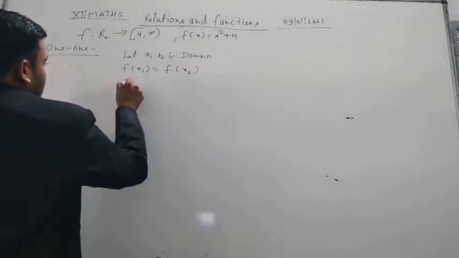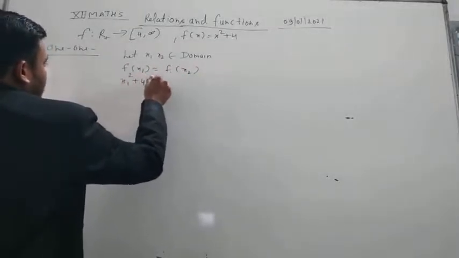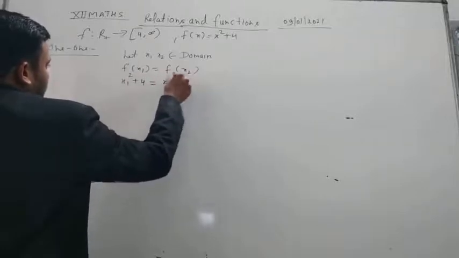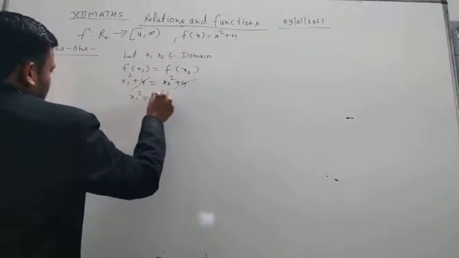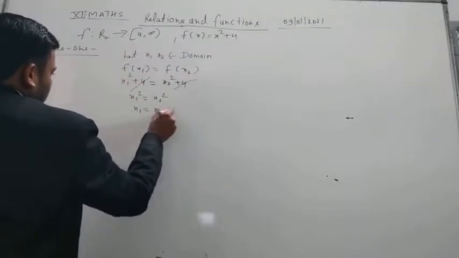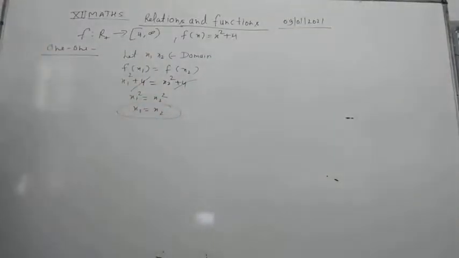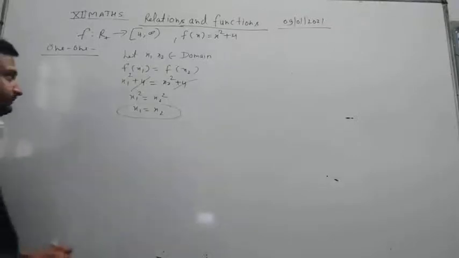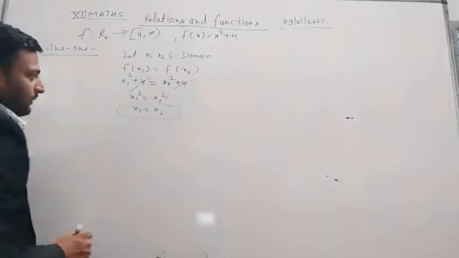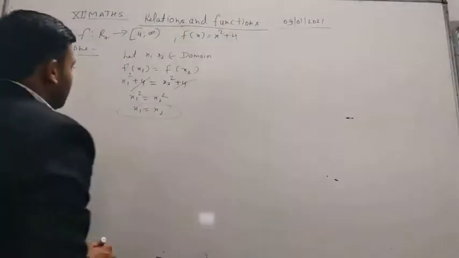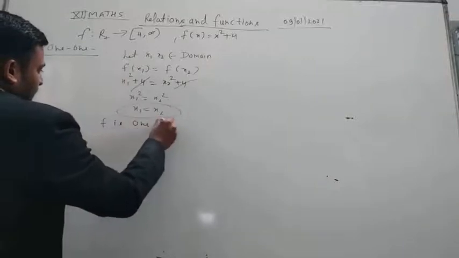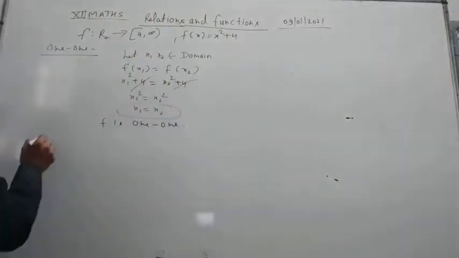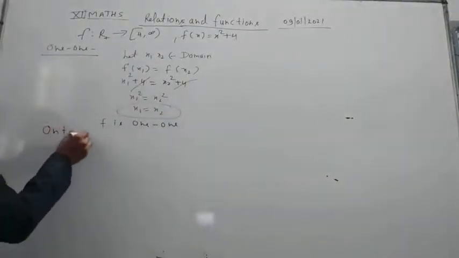So we write x1 square plus 4 equals x2 square plus 4. So the 4 is cancelled. x1 square is x2 square. So we write x1 is equal to x2. So we are seeing that our previous assumption holds, so we can say that our function is a one-one function. Okay, now we check for the onto function.